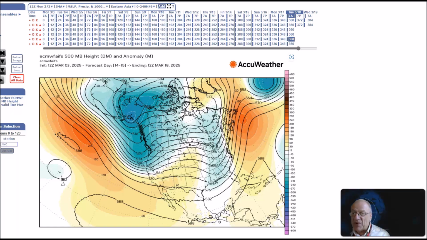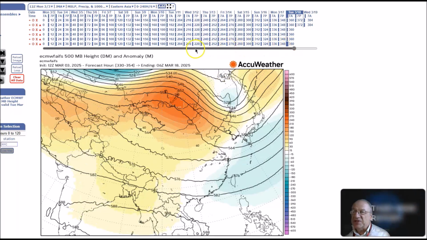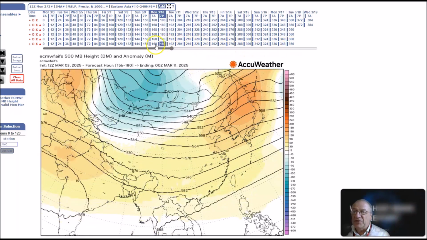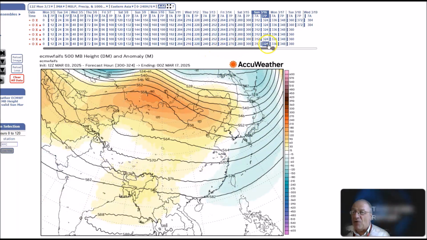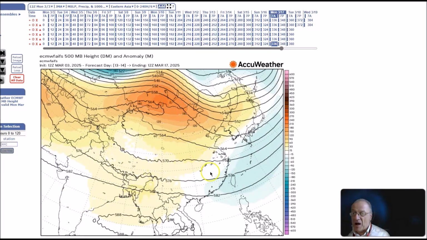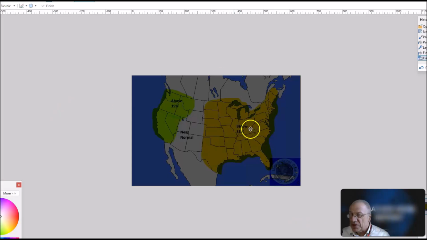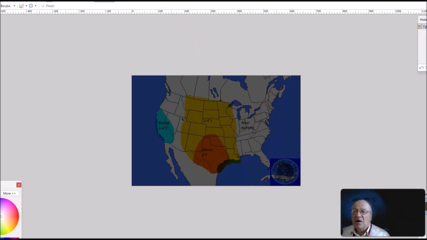And then what's going on in Eastern Asia, we'll look at Asia now. During this time, there is mostly a ridge across here, but there is some kind of troughing here, and then it moves out, replaced by above normal heights. So I'm going to go with this forecast period. I am calling for below normal temperatures here.